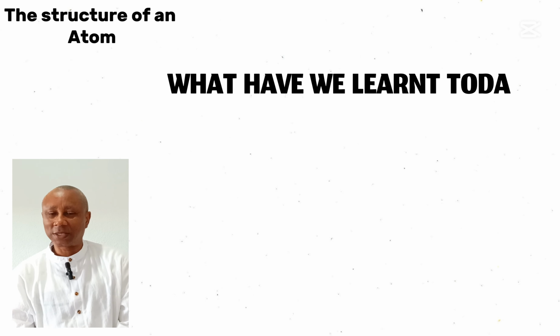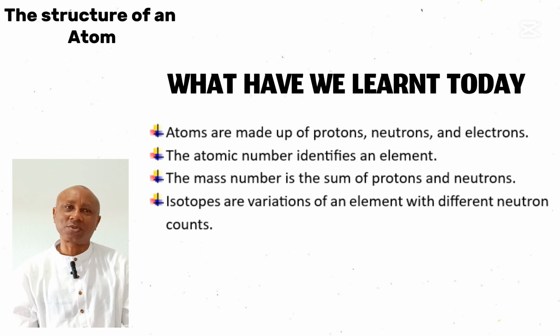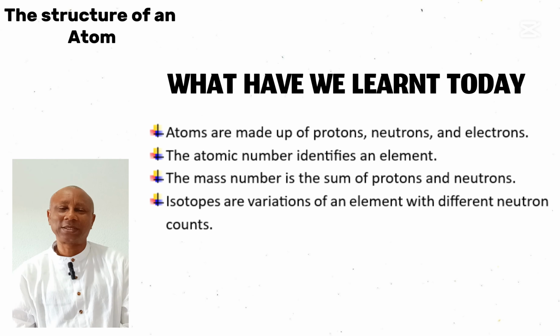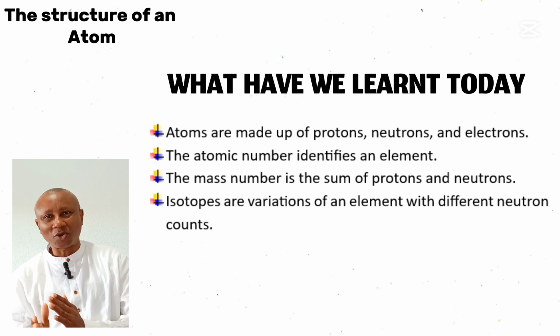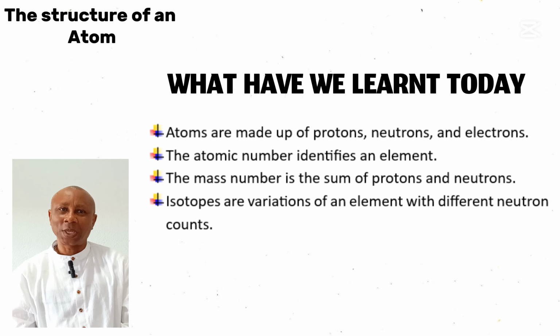Today we have learned that atoms are made up of protons, neutrons, and electrons. The atomic number identifies an element. The mass number is the sum of protons and neutrons in an atom. And isotopes are atoms of the same element with different neutron counts.